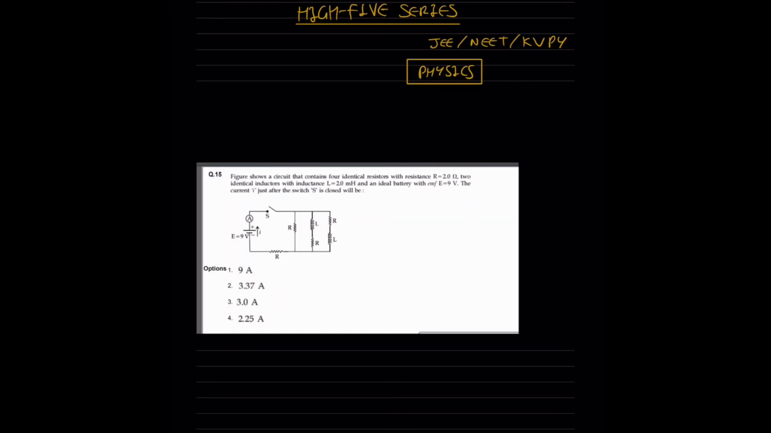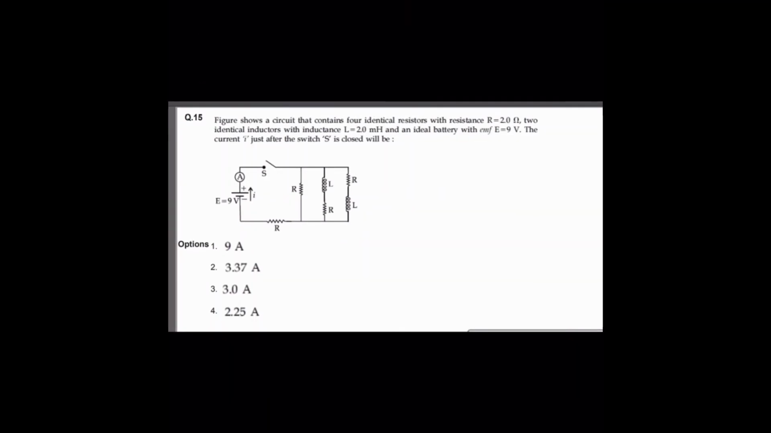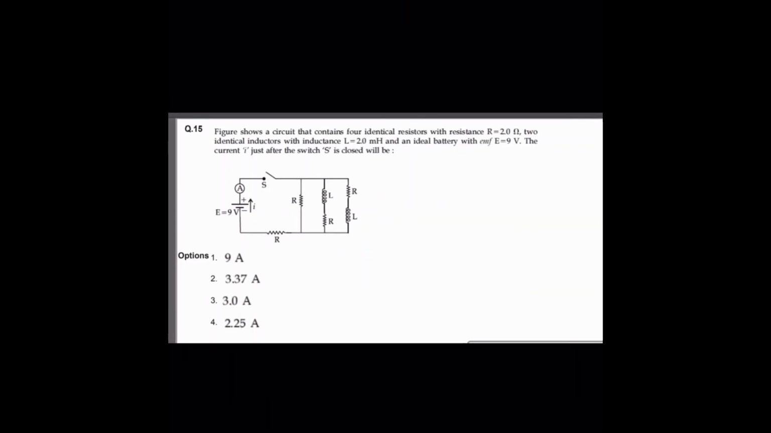So in this particular question, they have given us a figure which contains 4 identical resistors. I'll open this figure over here. Okay. So in this we have 4 identical resistances. Let's say this is one resistance, this is second, this is third, and of course this is the fourth one. And the value of resistance is 2 ohm, and we have 2 identical inductors also. As you can see, this is one inductor and this is another inductor, and the value of inductance is 2 millihenry, and we have an ideal battery with the EMF of 9 volt, and we are supposed to find the current I just after switch S is closed. So what will be the value of current?